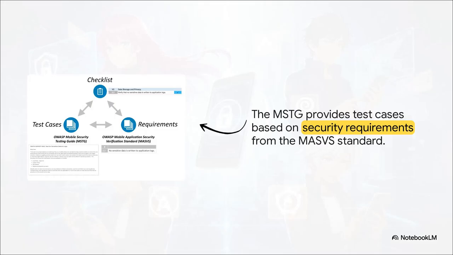Now, this guide doesn't just exist on its own, though. It's actually part of a bigger ecosystem. You see, there's another document called the MASVS, and that one lists all the security requirements. You could call that the what. For instance, a requirement might be, don't write sensitive data to the app's logs. The MSTG, then, is the how. It gives the tester the exact step-by-step instructions to check the code and the running app to make sure that rule is actually being followed.